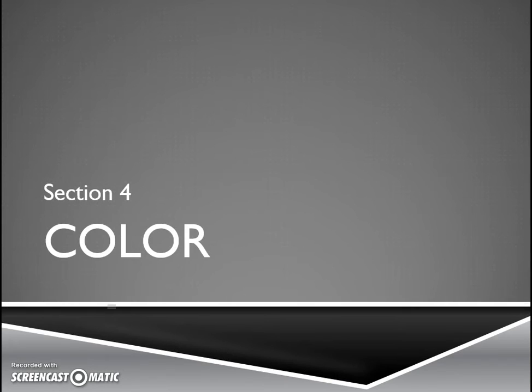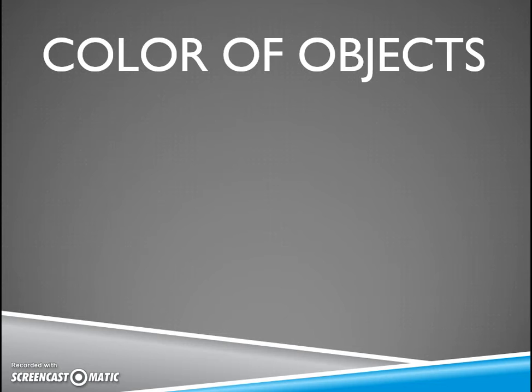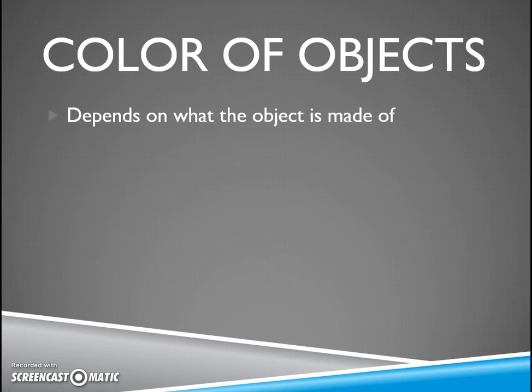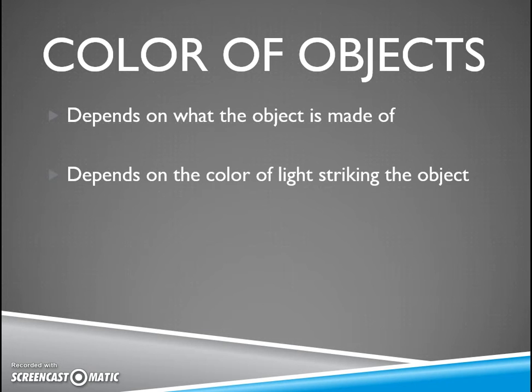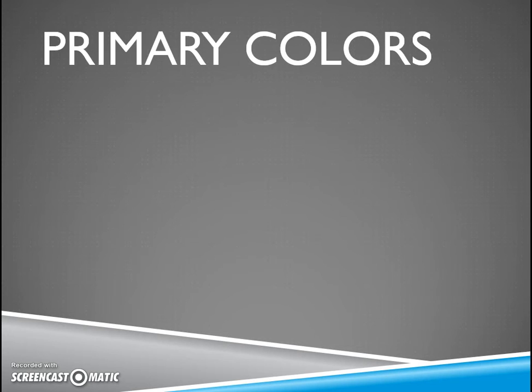And then last section is color. So the color of objects, and I'm talking about light here, not paint. It depends on what the object is made of. It depends on the color of light that strikes the object. So we have primary colors. And again, I'm not talking about art here. We're talking about science and light.